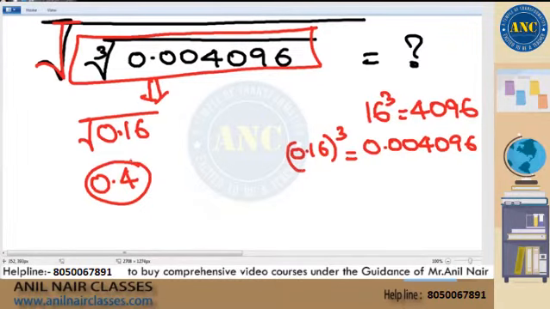I hope the idea is clear, sir. 16 cube is nothing but 4096. Sir, how 16 cube is 4096? All those things we have already discussed in how to find the square of a number, how to find the cube of a number in our speed maths sessions.